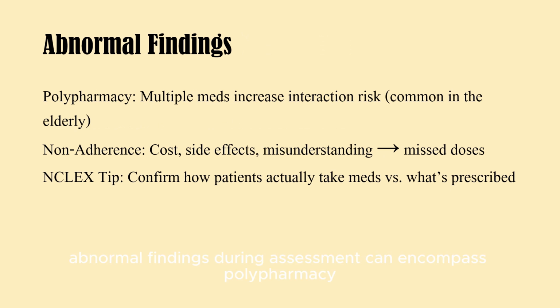Abnormal findings during assessment can encompass polypharmacy, which increases the potential for interactions, particularly in older adults, and non-adherence due to cost or side effects. An NCLEX tip: always verify how patients take their meds instead of how they are prescribed. The patient may require further education on taking the medications, or the physician may need to be called to adjust the prescription to match the patient's practice.